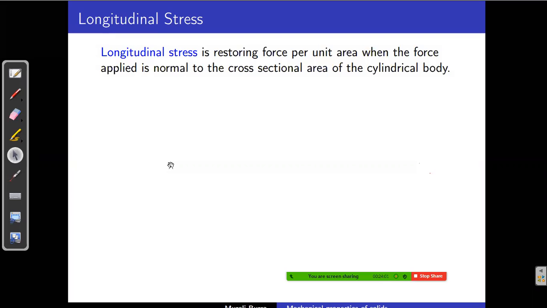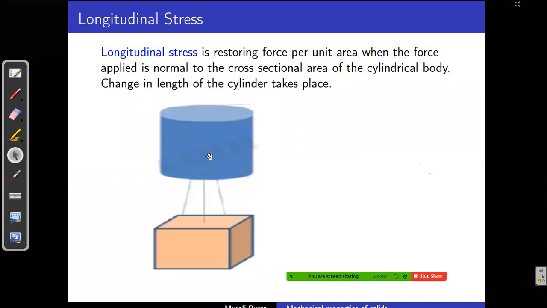Suppose I have some object, and to this object I have attached some block, some mass, in a cylindrical arrangement. When we attach some mass to this, it will try to pull this part downwards. It is applying the force downwards, and this force is acting normally to the surface. Keep that in mind. When we are defining stress, we will be taking normal force only.